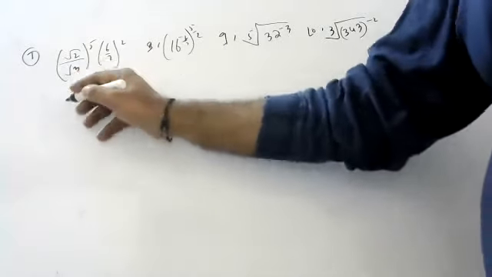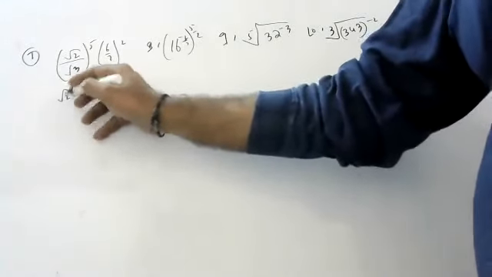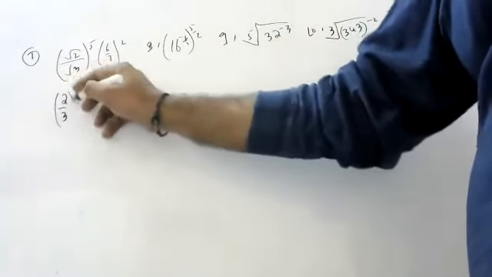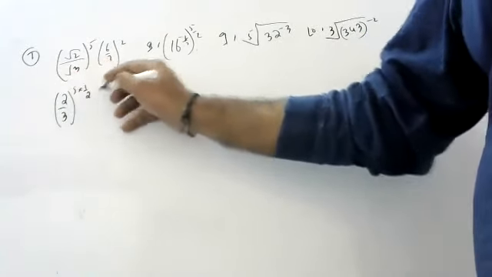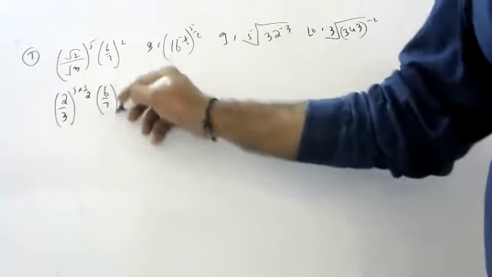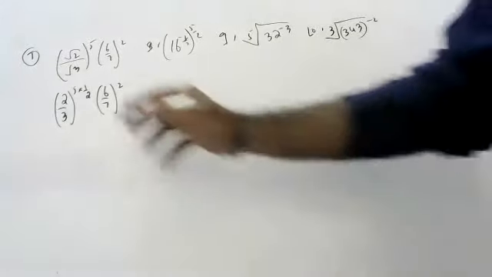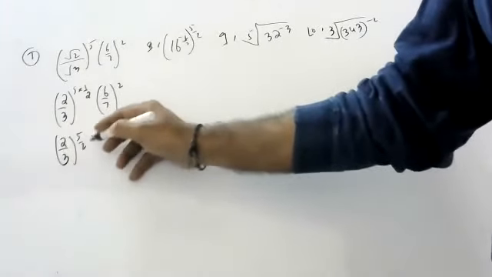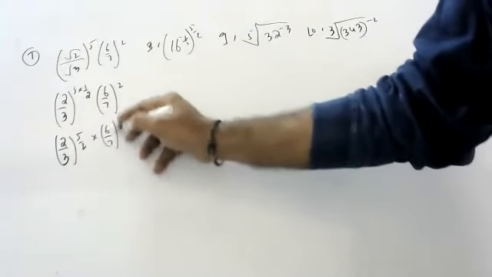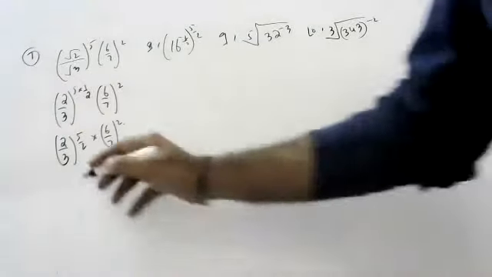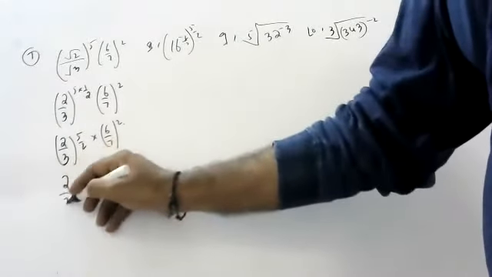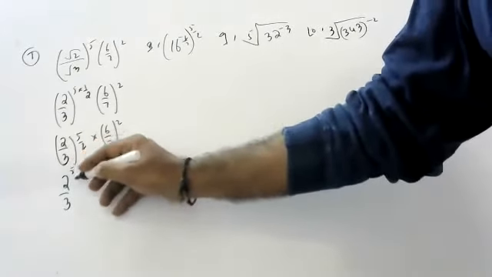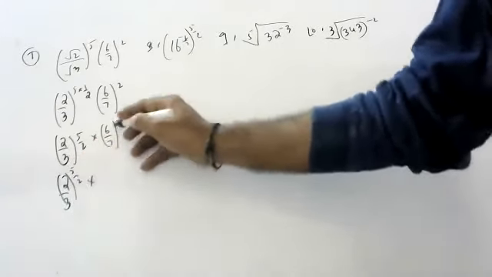Yes, sir. 2 by 3 whole power 5 into 1 by 2... 6 by 7 whole power 2. So, 2 by 3 whole to the power of 5 by 2, into 6 by 7 whole squared. This is what you can write.